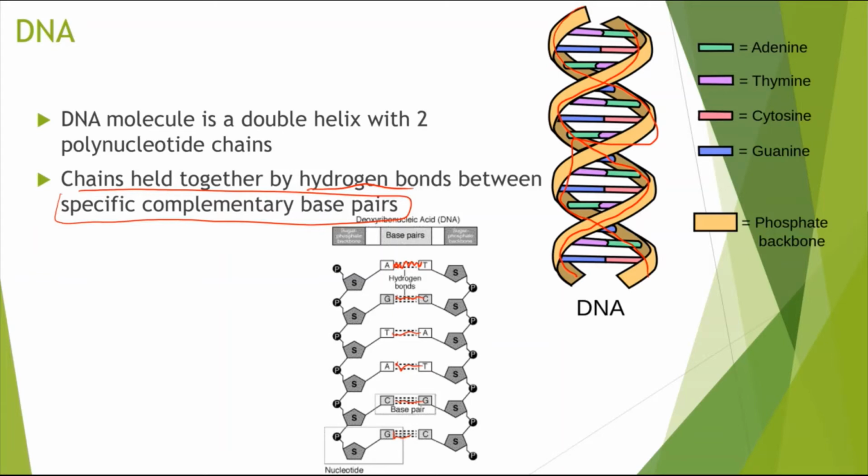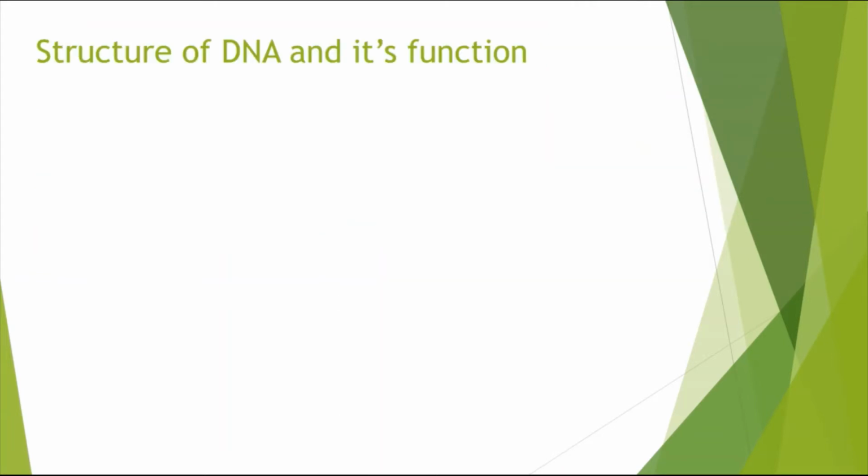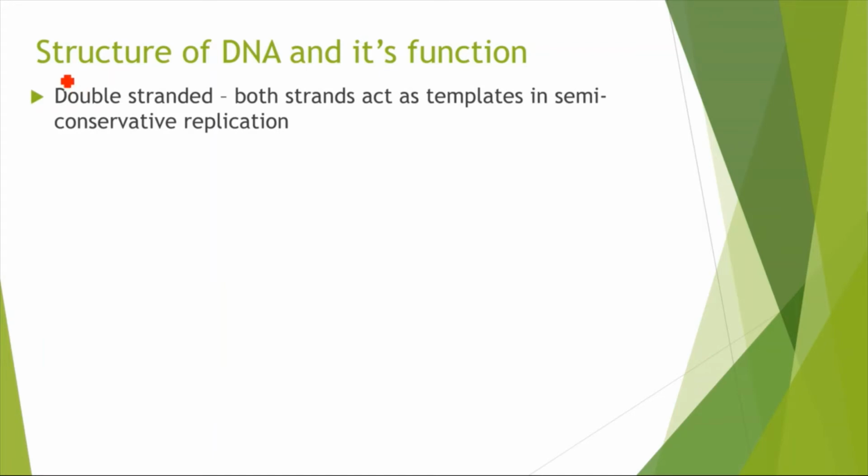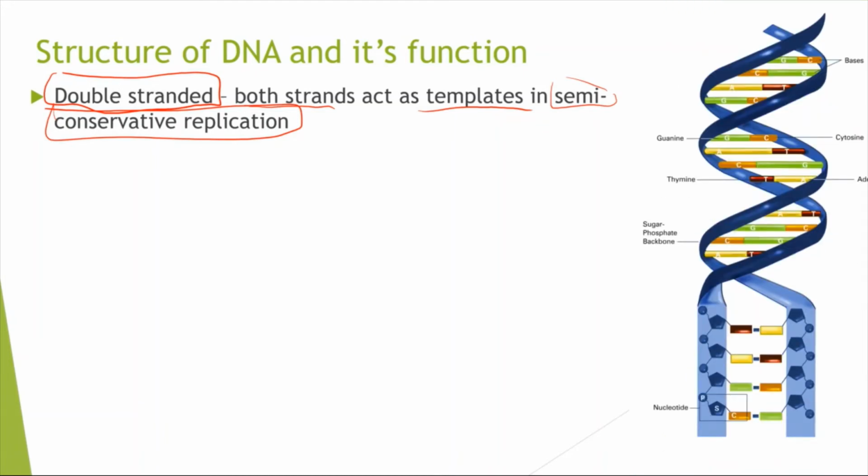So double helix basically means there are two strands. Okay, so the structure of DNA and its function. As the DNA is double stranded, as it has two strands, both strands can act as templates in semi-conservative replication. We'll go on to replication after, but because the DNA has two strands, it's double stranded.